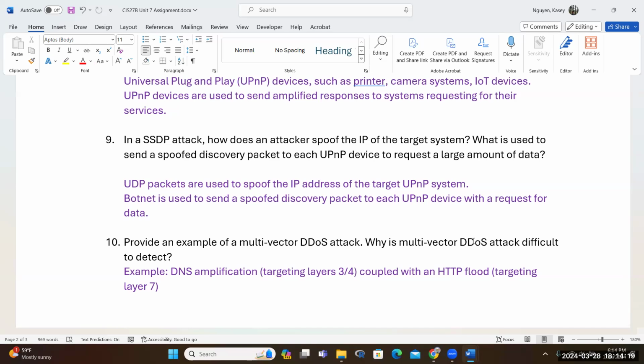Any questions? Can you read number 9 a little bit, please?